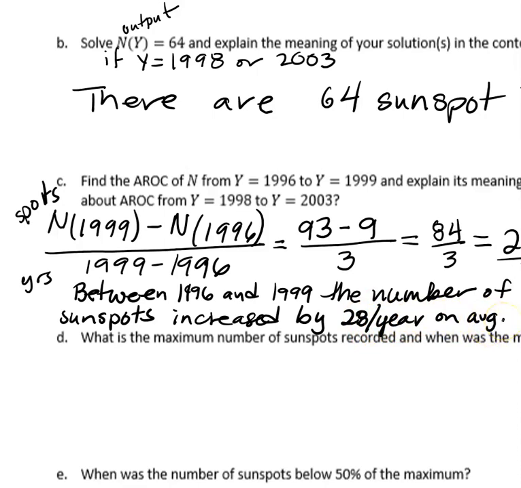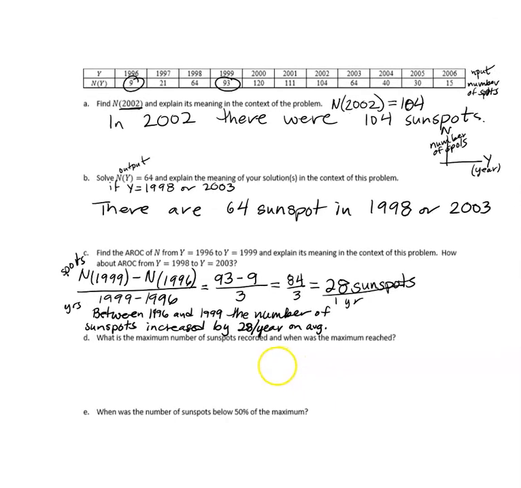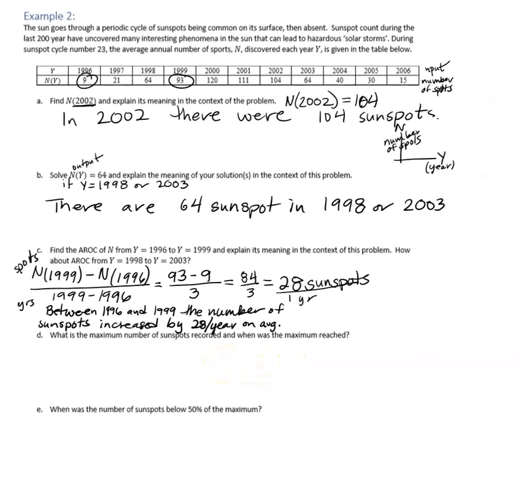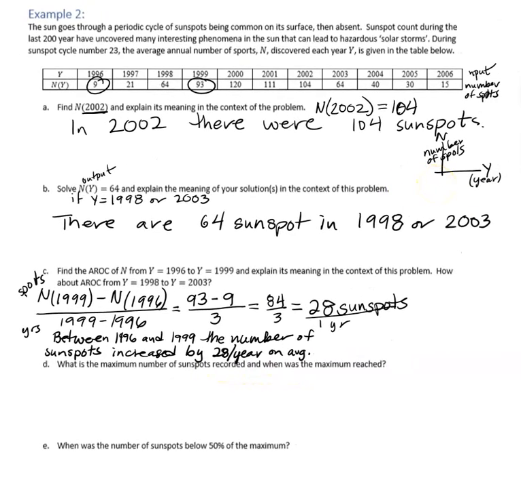So again, if we looked at all the values in between, I don't think we're going to see a perfect rate of increase. It goes from 9 to 21. That's not an increase of 28. And then 21 to 64, also not 28. But if you average out that total of 84 additional sunspots in 3 years, you'll get this average of 28 per year.